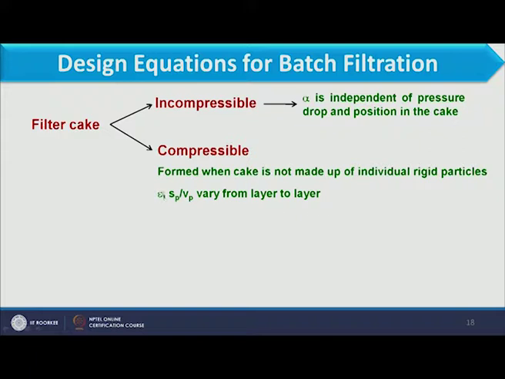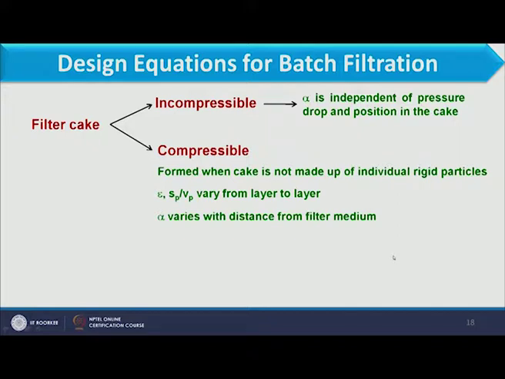to layer. Epsilon, you understand, is voidage, because when compressibility is considered, the bed near the filter media has lesser voidage in comparison to the voidage available near the slurry. So epsilon as well as Sp by Vp, that is the specific surface area of the particle, will be varied from layer to layer. Epsilon varies with distance from the filter media.